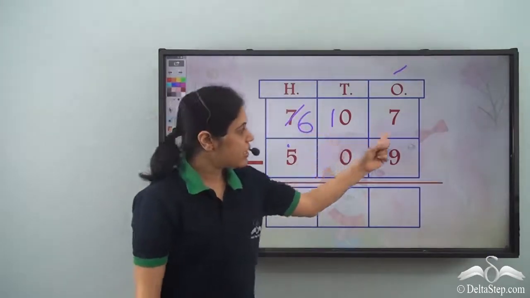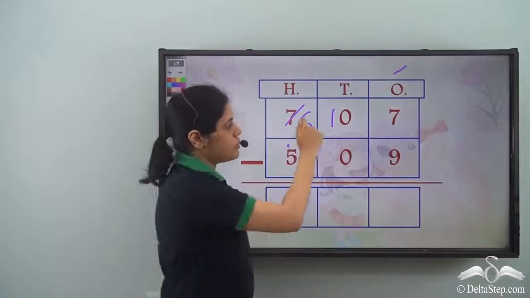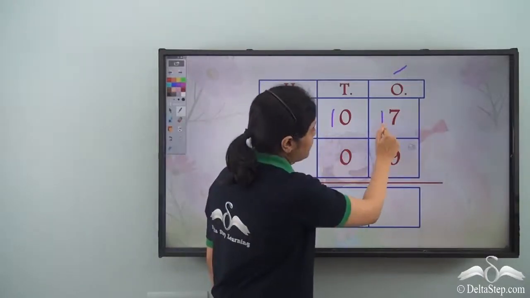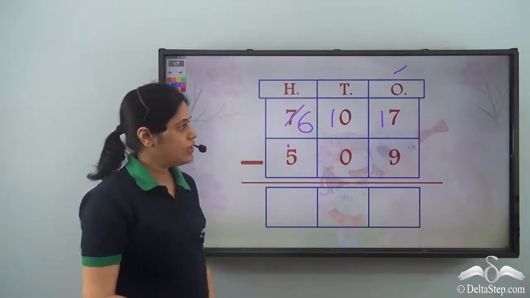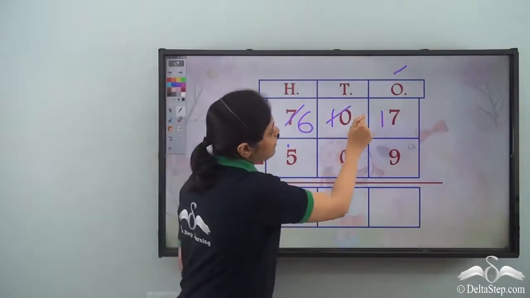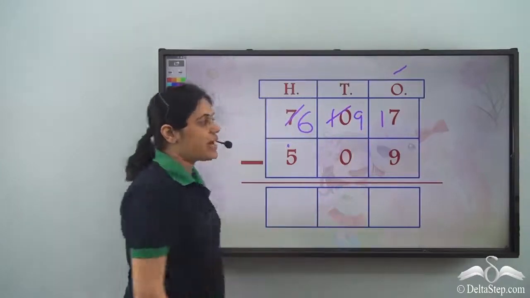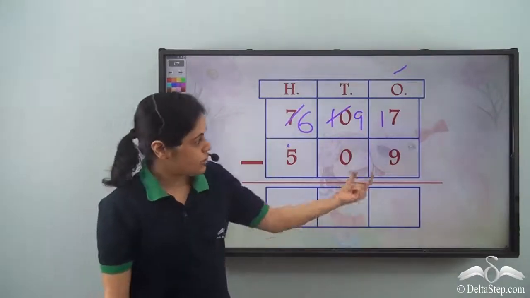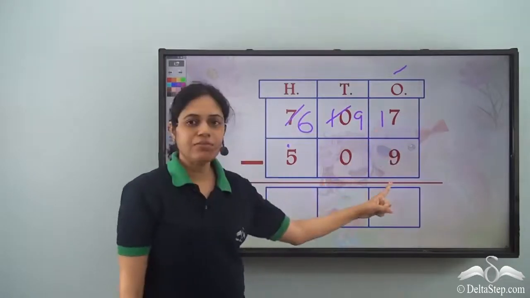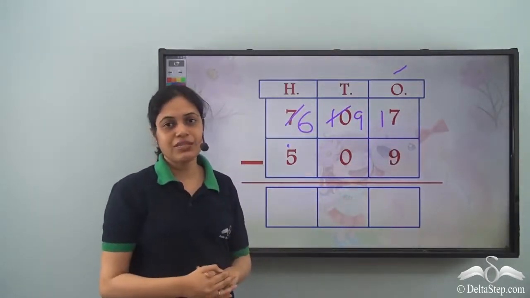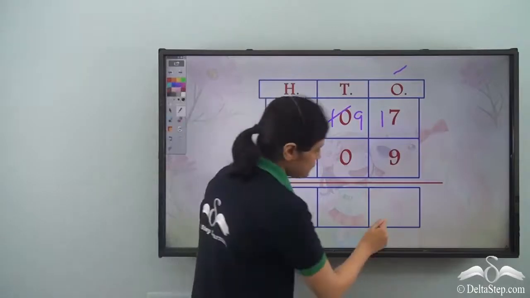Now this 10 can give to 7. So this 10 gives 1 to 7, so that 7 becomes 17. And since 10 is giving 1, it becomes 9. So in the ones room, I have 17 minus 9. What is 17 minus 9? 8.